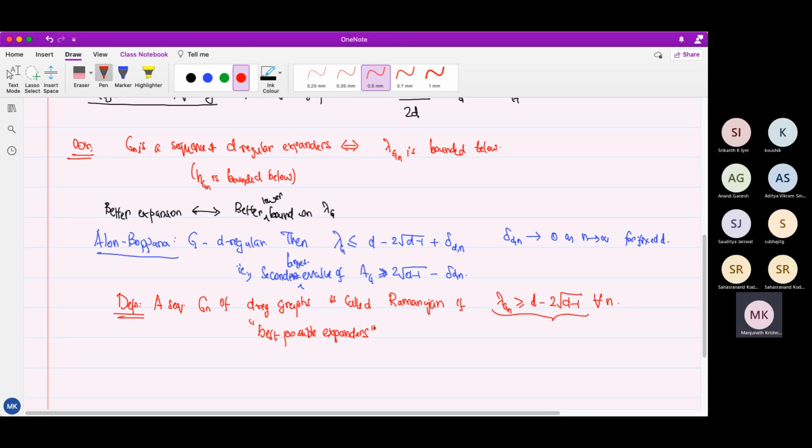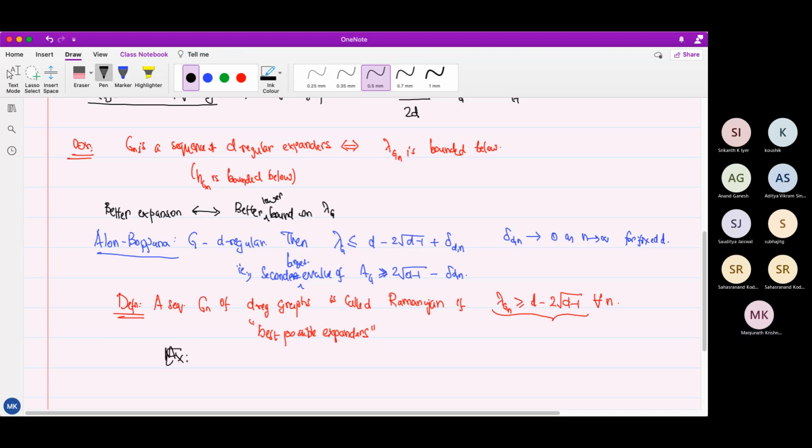Okay. So these are the best possible expanders in the sense of spectrum. You can't do better than this in terms of spectrum. So these are the ones with the best lower bound on the second eigenvalue. So the existence of Ramanujan graphs is another big problem. This is even harder, much harder problem.